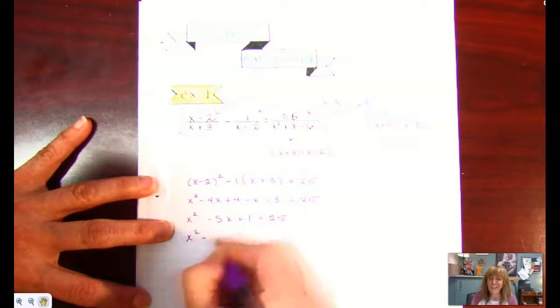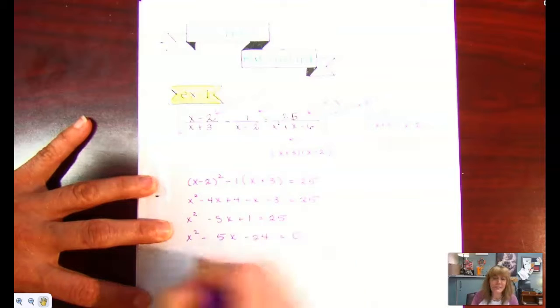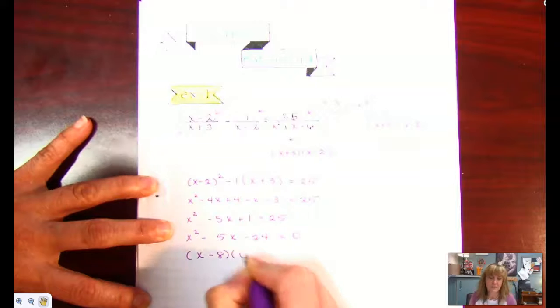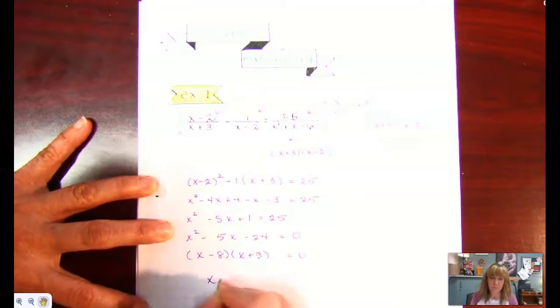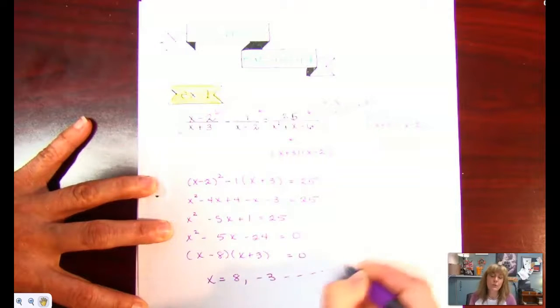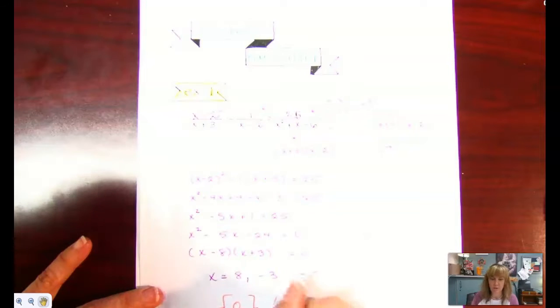Remember, on a quadratic, you have to make it equal to 0. So that 25 got pushed over, and that's how I got a -24. This is factorable. Let's factor this. There you go. x equals 8 and -3. But remember, we said in the beginning that x could not equal -3. Let me move the screen down in just a moment.